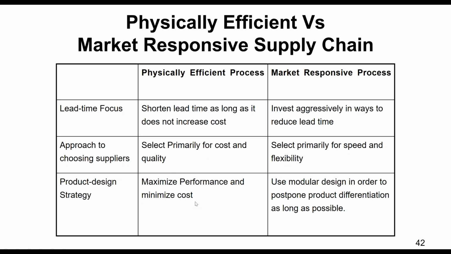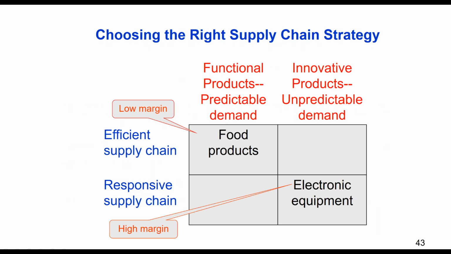Product design strategy: maximize performance and minimize cost. Here, it's more of a modular design. So I will have multiple vendors and they will start building those products as an assembly line over there. So the design strategy changes if it is a physically efficient process. If my product design strategy is to maximize performance and minimize cost, think about this strategy as a physically efficient process.